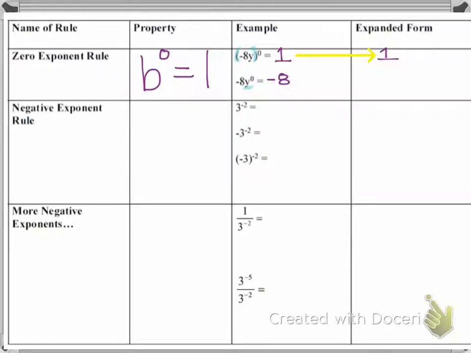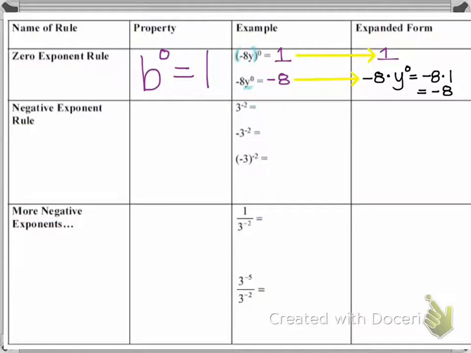Now, in the second example, where it's negative 8y to the zero power without parentheses, we need to think of this as the negative 8 being multiplied by the base of y, which is being raised to the zero power. So again, only y is being raised to the zero power. So this becomes negative 8 times 1, which is a final answer of negative 8. So you have to make sure you understand the difference between when there is parentheses around the whole entire base versus when there's no parentheses. That means only the variable touching the exponent is the base, and anything else gets multiplied afterwards.